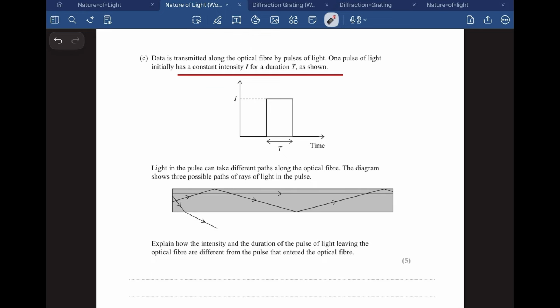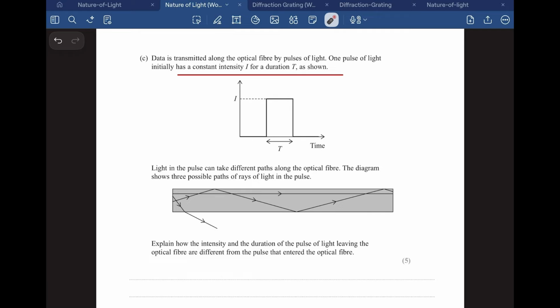We know one pulse has multiple rays, right? All of these rays are from one pulse. So basically, one ray is moving straight, so its duration will be normal, but another ray which is moving in a zigzag like this is covering more distance. As it is covering more distance, its duration will be less.